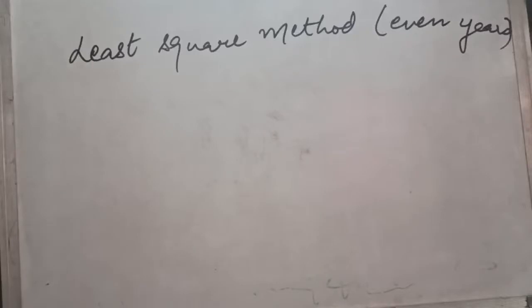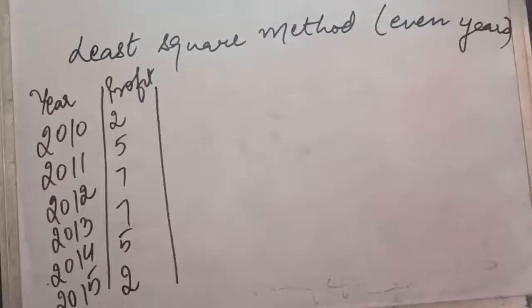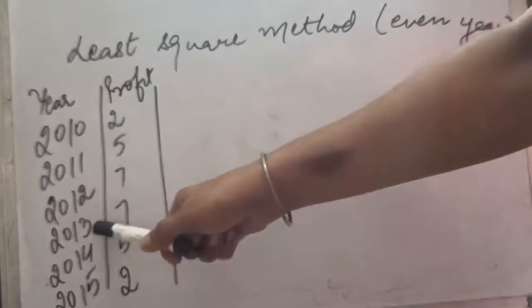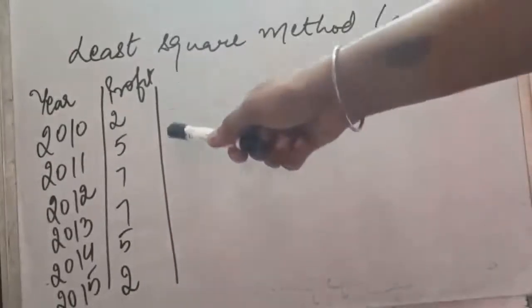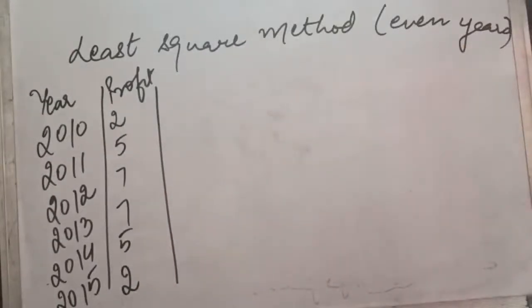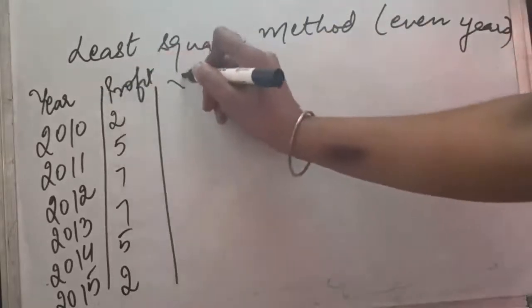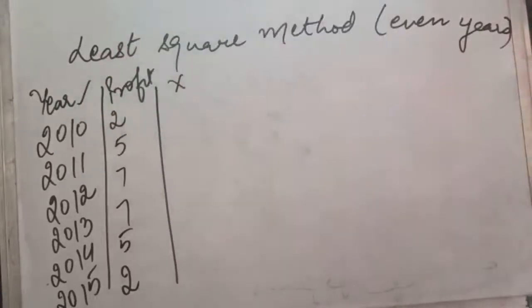Now let us discuss the second part of the least square method. In the questions, when you have been given even numbers, how to solve those questions. So in this question you can see you have been given 6 years and the profitability data has also been given. So we will be solving the question in the same manner as we have already done, just with a minor change.